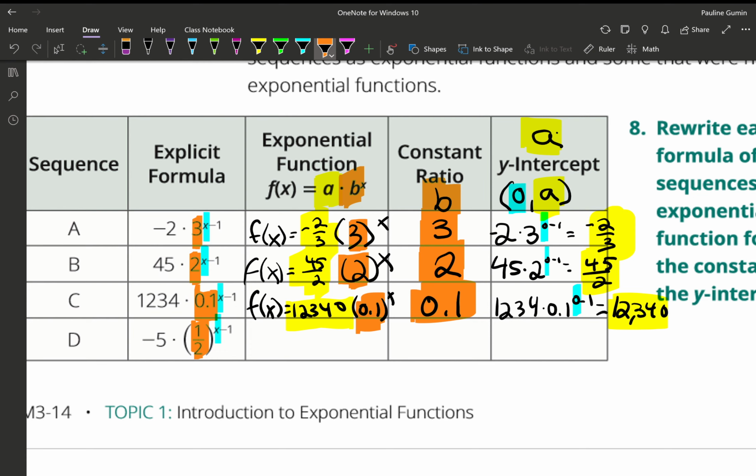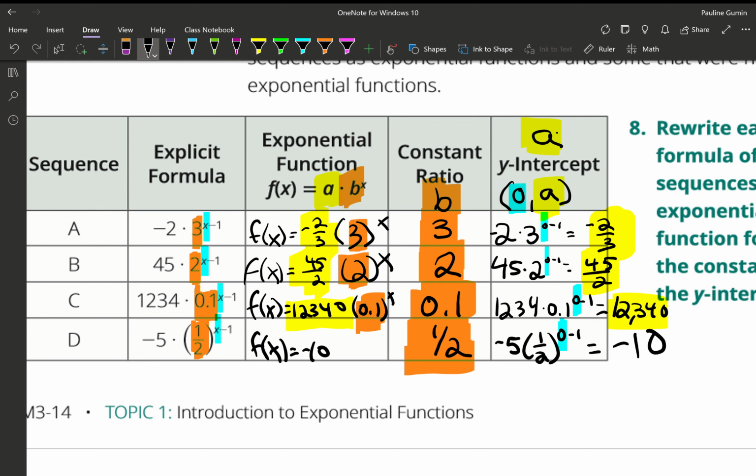And let's finish up that last one. Our constant ratio is 1/2. So we put it into our calculators, -5 times 1/2 to the power of 0 minus 1, because the 0 makes it a y-intercept. And we get -10. So our function form is -10 times 1/2 to the power of x.